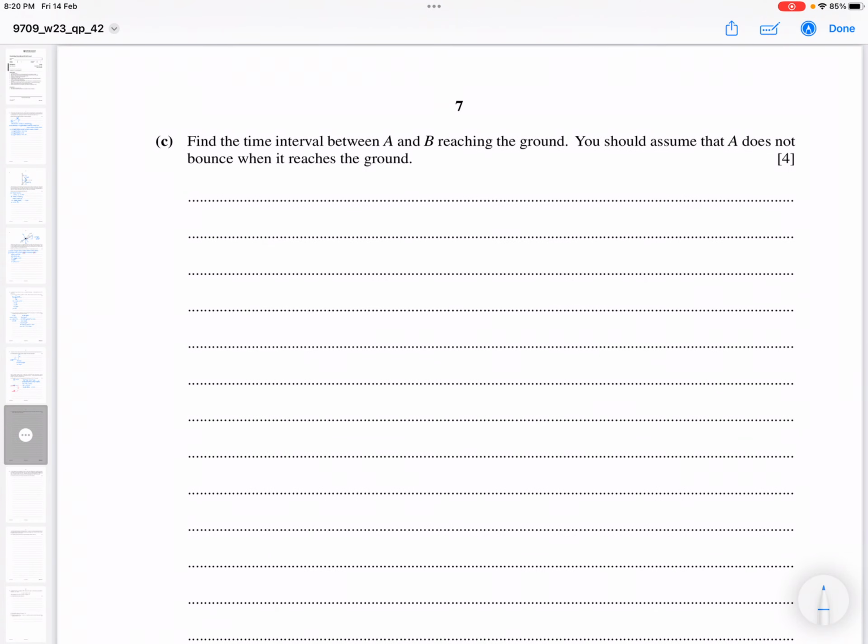For part C, find the time interval between A and B reaching the ground. You should assume that it does not bounce when it reaches the ground. Okay, suppose this is our A, and its distance from the ground was given as 20 meters, and you can write the time of A here, and here the time of B downwards.